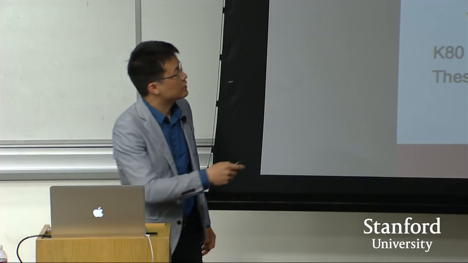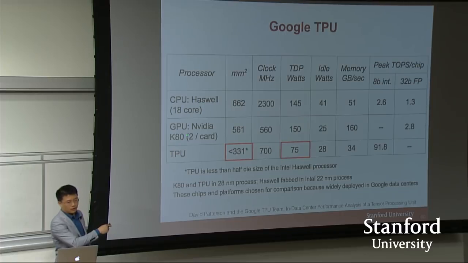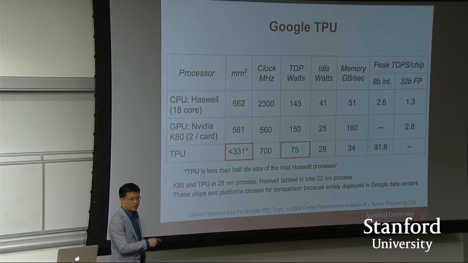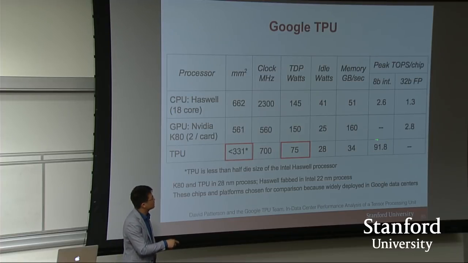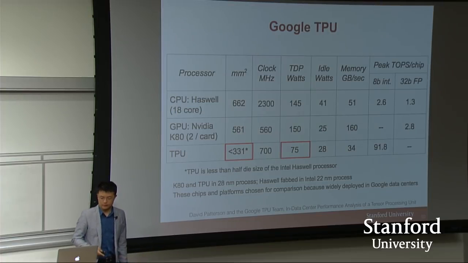So this is a comparison of Google's TPU with the CPU and GPU, this K80 GPU, by the way. The area is much smaller, about half the size of a CPU and GPU. The power consumption is roughly 75 watts. And you see this number, the peak teraops per second is much higher than the CPU and GPU. It's about 90 teraops per second, which is pretty high.